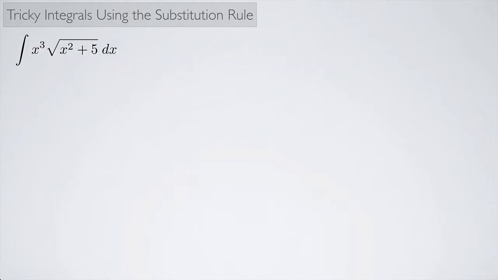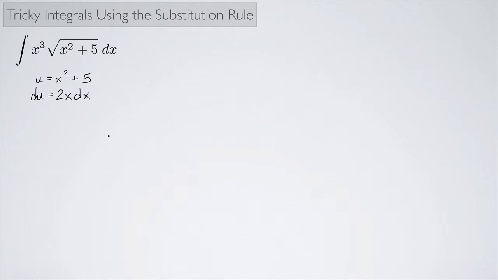Okay, how about the integral of x cubed times the square root of x squared plus 5 dx? This one is a little trickier. Let's see what we could possibly do here. So usually when you see a square root, you think, okay, well, I'm going to let u be the thing under the square root, and if you did that, you would get du, in this case, being 2x dx. And that's a problem because, well, I don't have x. I have x cubed here.